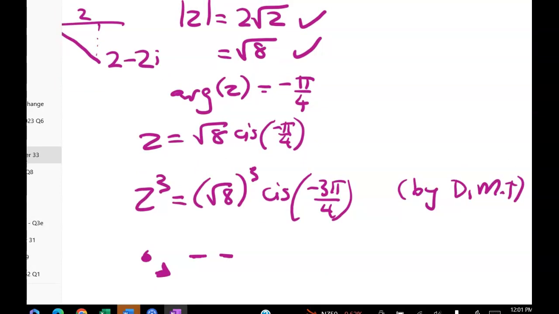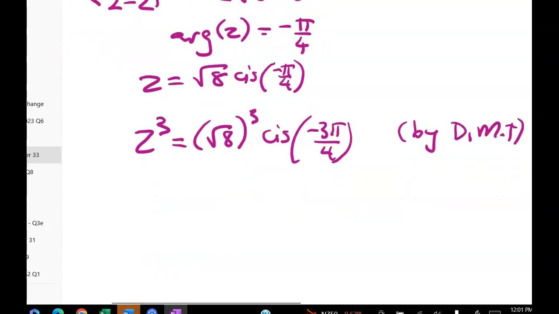If you're watching this and you're not understanding where that came from, you need to go back to some of the teachy, slower videos going over how we multiply and divide and do powers with complex numbers. So z cubed in polar form is going to be, well, what have we got? It's going to be 8 root 8, which I don't like. That's not fully simplified, but that's what it is. Cis of negative 3 pi on 4.